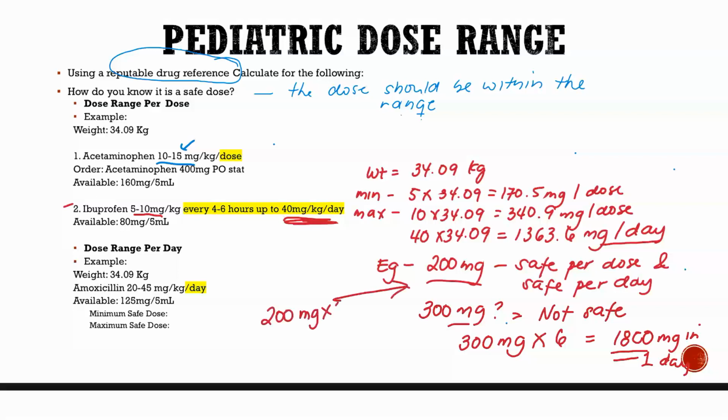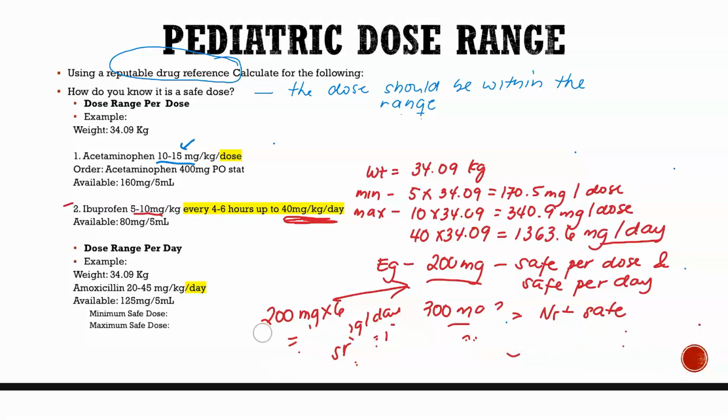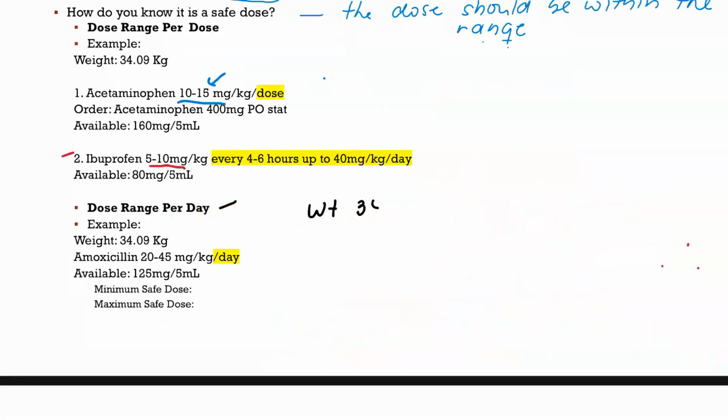But if you look at the 200 milligrams, right? So if you look back, 200 milligrams, if I give it every 4 to 6 hours, let's say I'm giving it every 4 hours, that equals 1,200 milligrams, right? Because 200 times 6 is 1,200 milligrams per day, and that actually is less than the maximum, which is 1,363.6 milligrams per day. So that is safe.